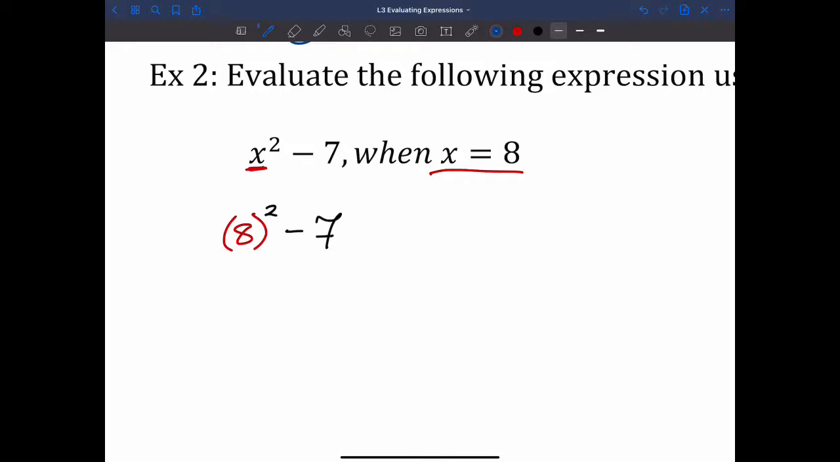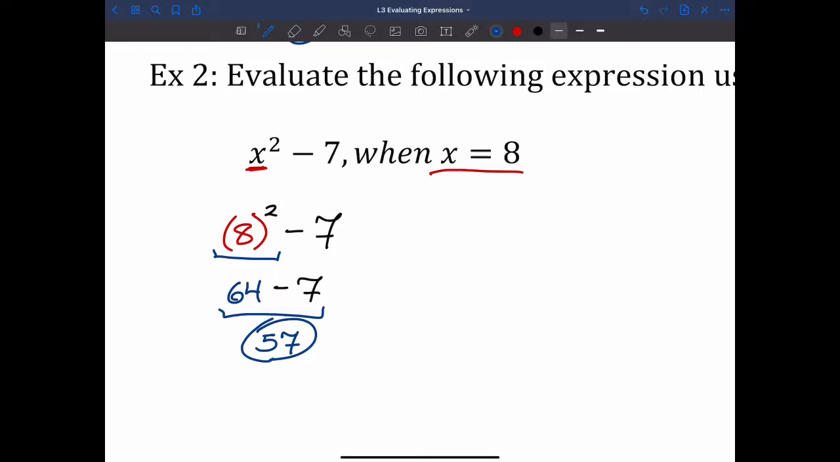I do have an exponent of 2, so I got to take care of that. So don't forget, squared means that you're multiplying that number by itself, right? So in this case, 8 times 8, 8 squared, is going to give me 64, right? I'm going to bring along that minus 7. And then there's just that one last bit of subtraction to do, right? 64 minus 7 is going to bring me down to 57 for my final answer there.